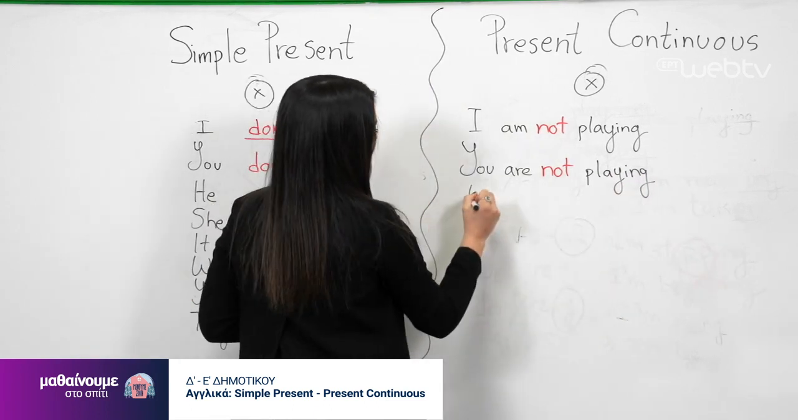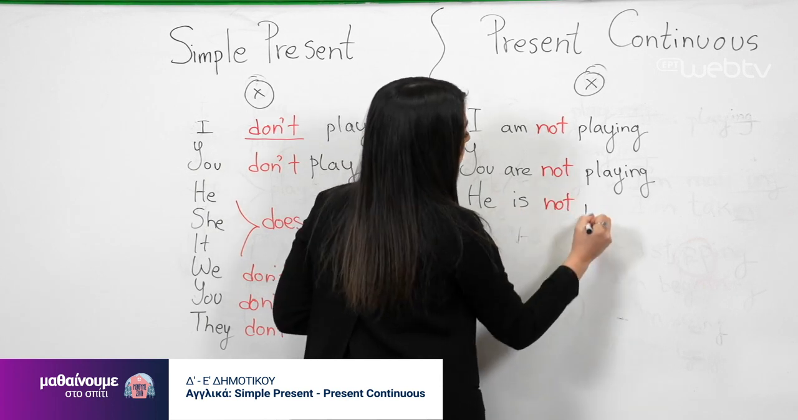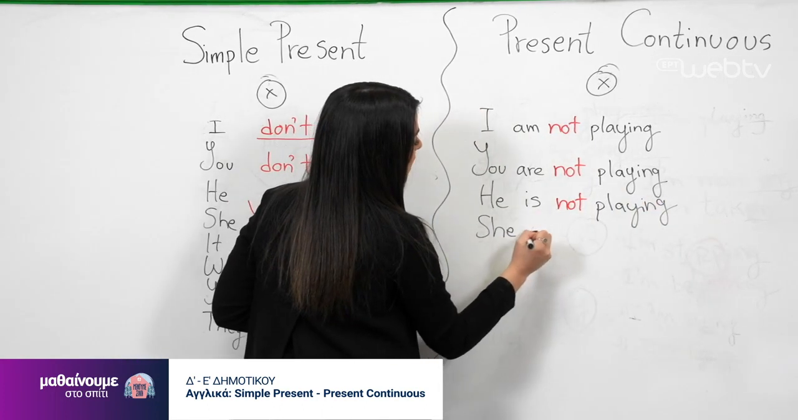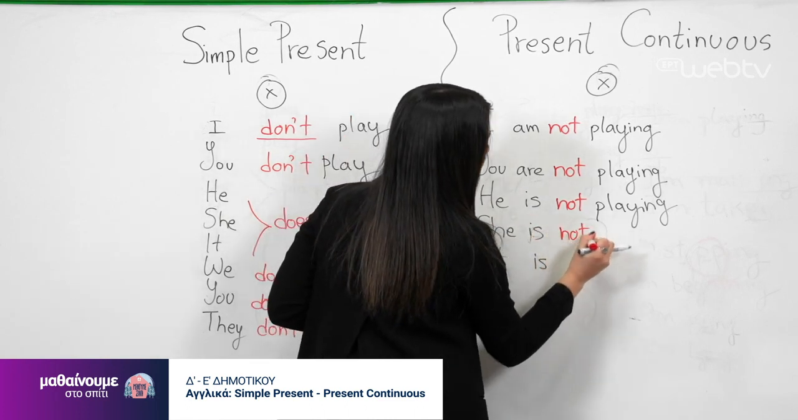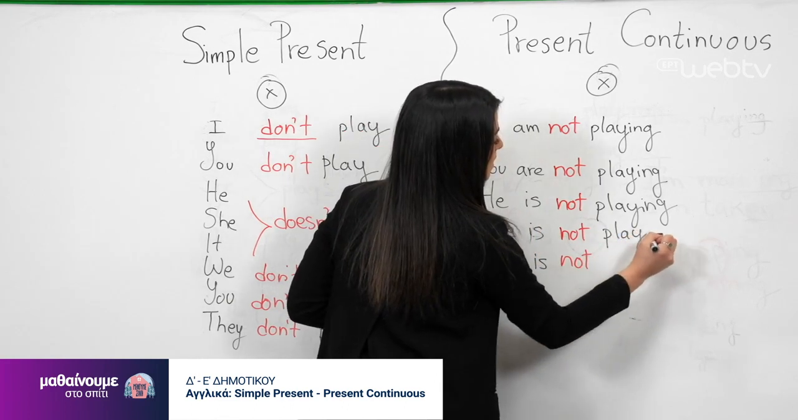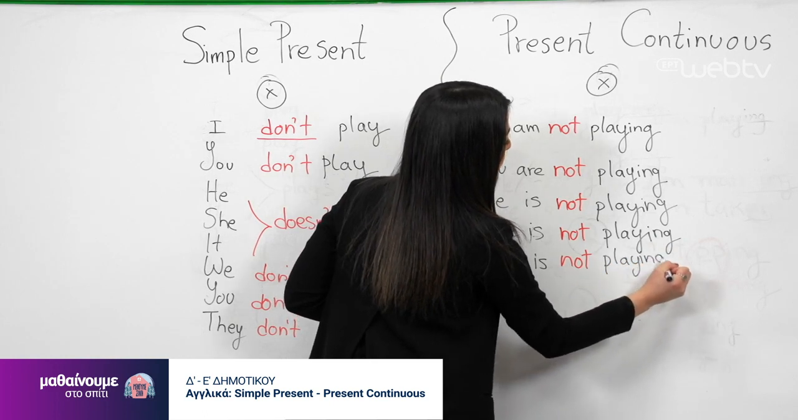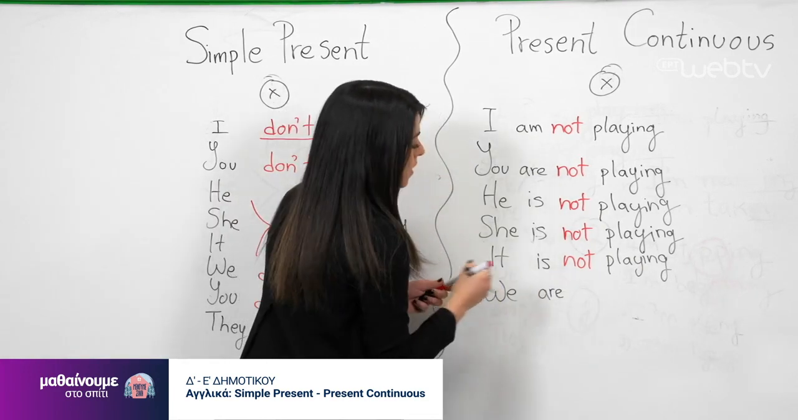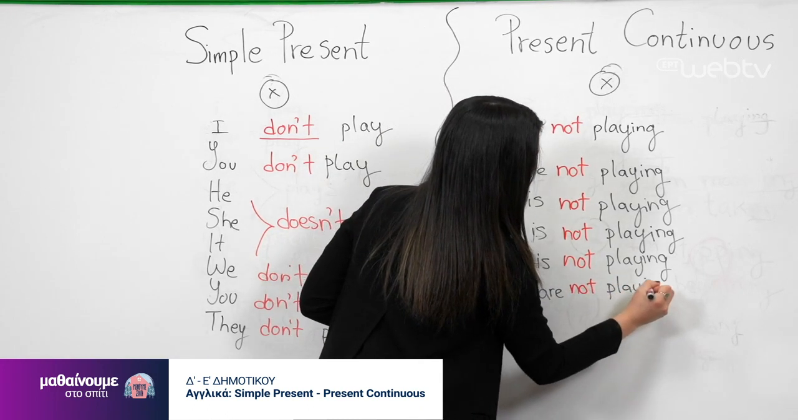He is not playing. The same goes for he, she, it: he is not playing. Again, it's the same, not playing, -ing in the end, so careful, it's the same. And then we are not playing.